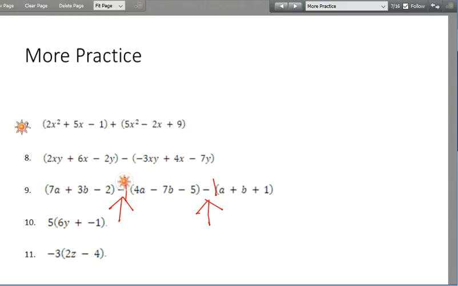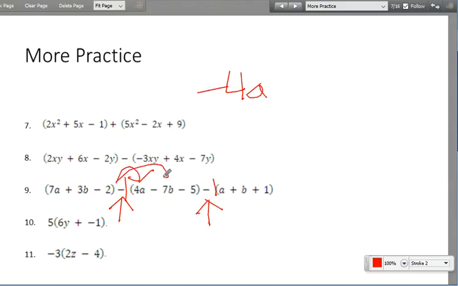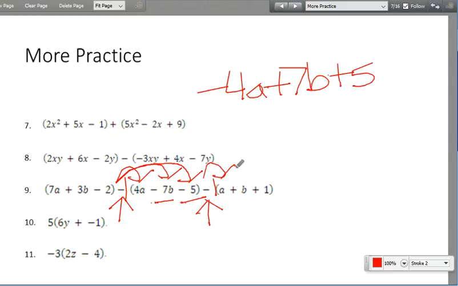Negative 1 times 4a would be a negative 4a. Negative 1 times, remember there's a minus sign in front of this 7, so it actually makes it a negative. So negative 1 times negative 7 is a positive 7b. Then we have a negative 1 times a negative 5. See the minus sign in front of the 5? That actually makes it negative. So negative 1 times negative 5 is positive 5. Okay. Then for these ones, we have negative 1 times a.